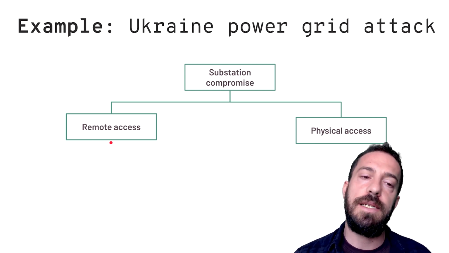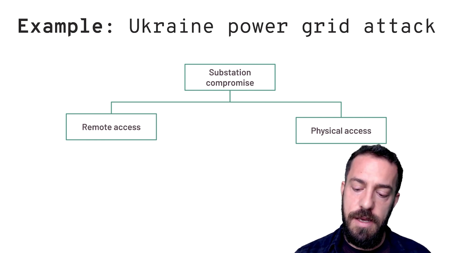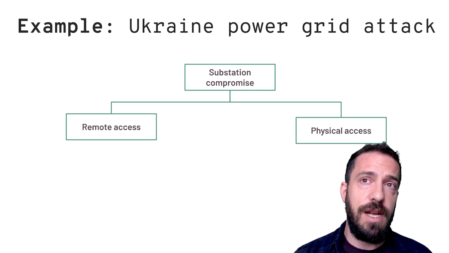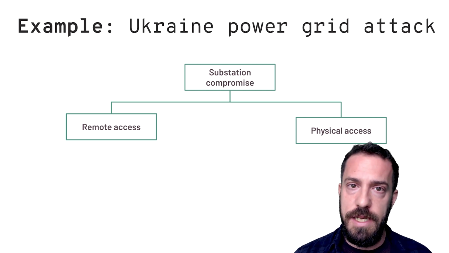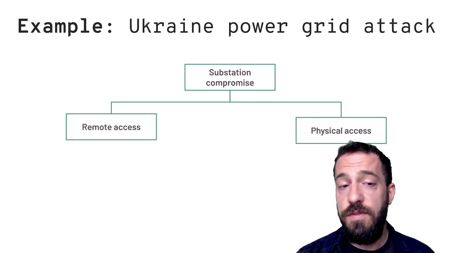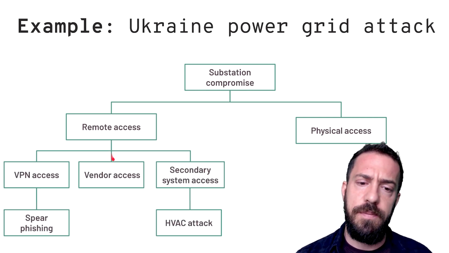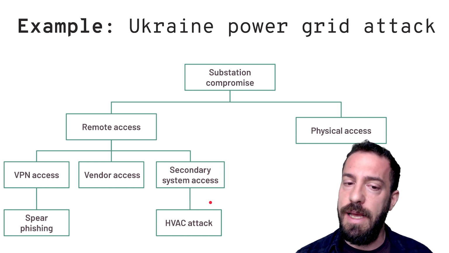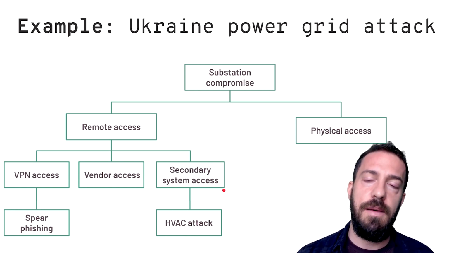What are the possible ways you can have remote access to a substation? Let's think a bit. What actually happened, if you remember from the historical incidents, is the attacker stole the VPN credentials that allow remote access. So one way of accessing remotely is to steal the VPN credentials. But there are other ways. You can do secondary system access. If you remember the Target attack, the attackers targeted the HVAC system and then they entered the main system.